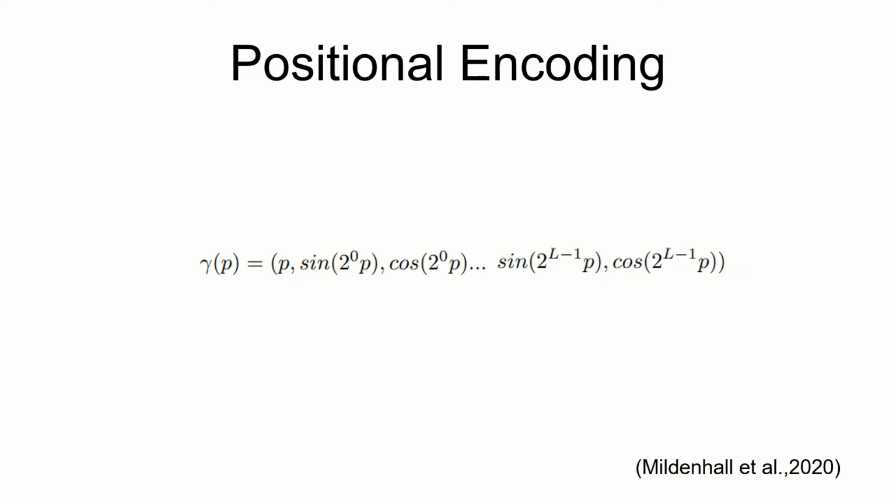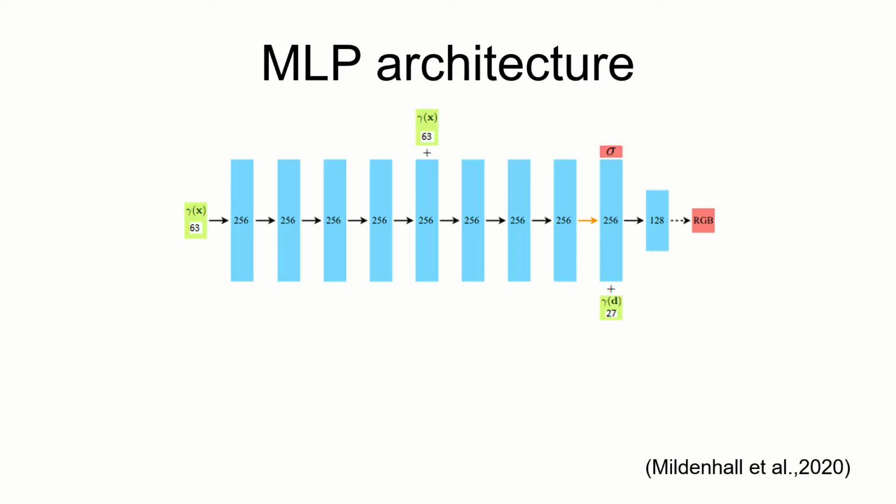Positional encoding could be best summarized by the following formula. The purpose of positional encoding is to map an input into a higher dimensional space, where the MLP can more easily approximate higher frequency functions. On your screen you can see a visualization of NeRF's fully connected network architecture.